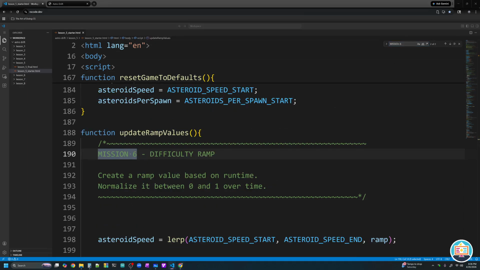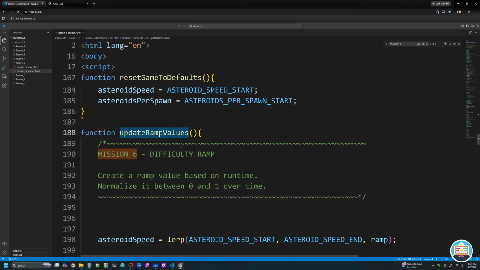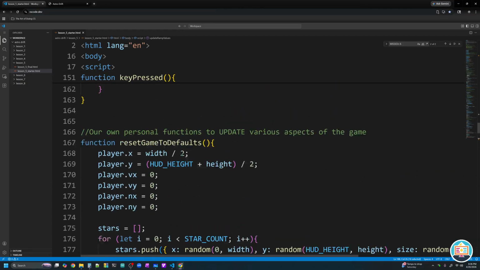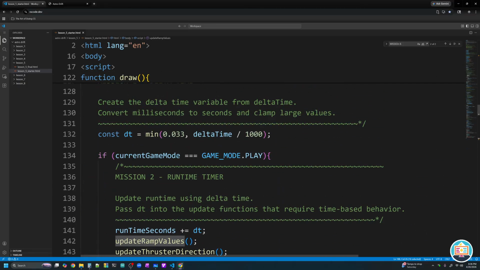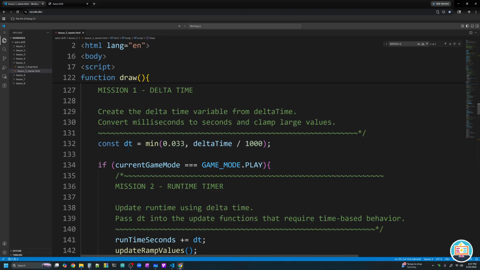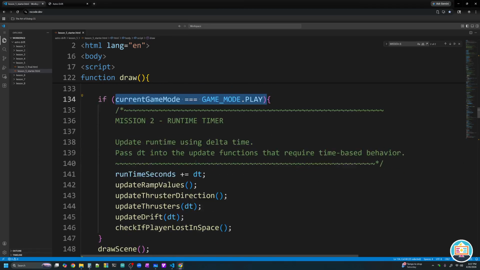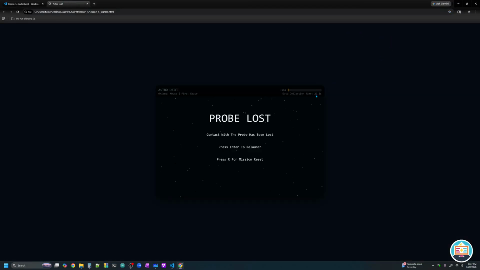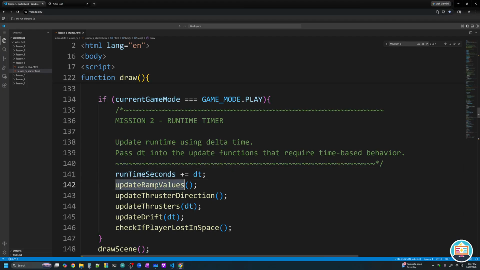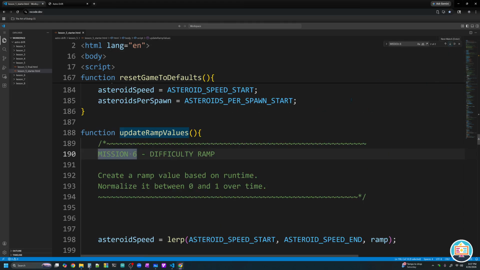Mission 6 brings us into a brand new function called update ramp values. It says create a ramp value based on runtime. Normalize it between 0 and 1 over time. So the first thing we'll note here is this update ramp values is getting called every single frame of our game. In our draw function, we calculate DT, and if we are in play mode, we update our runtime second timer. So this timer gets adjusted, and then we call update ramp values. This function is going to control the difficulties of our game.